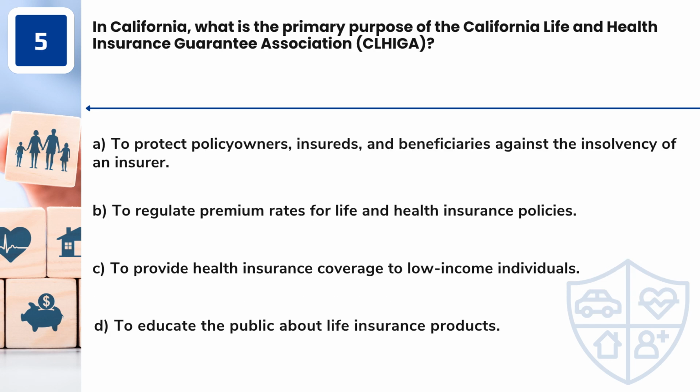Question 5. In California, what is the primary purpose of the California Life and Health Insurance Guarantee Association, CLHIGA? A. To protect policy owners, insureds, and beneficiaries against the insolvency of an insurer. B. To regulate premium rates for life and health insurance policies. C. To provide health insurance coverage to low-income individuals. D. To educate the public about life insurance products.